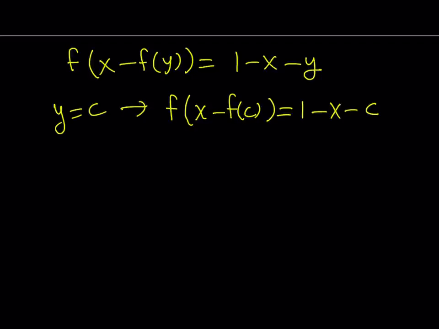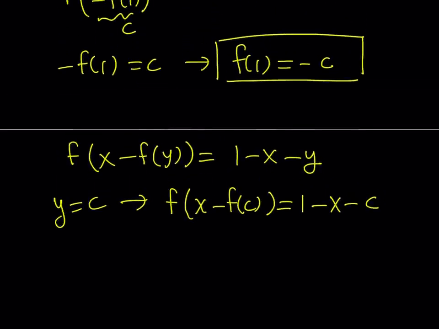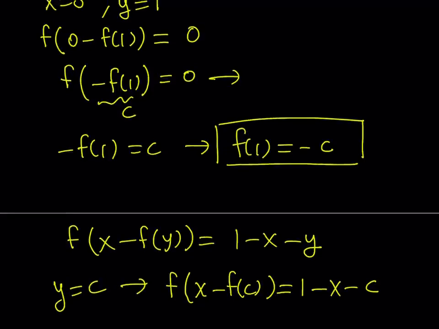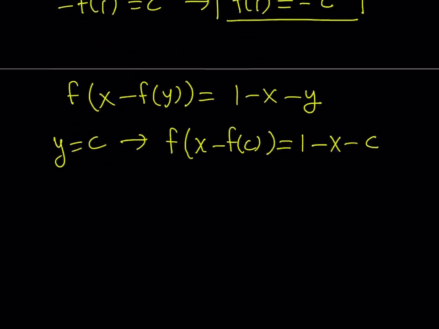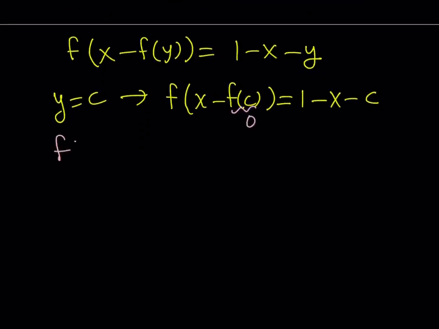Okay, great. So now let's go back here, and we now know that f of 1 is equal to negative c, but we do have f of c, right? What is that supposed to mean? Well, we already got that f of c is equal to 0, since we called that c. So I can just replace f of c with 0 here. It means that I'm getting f of x from here. Great. So this gives us f of x equals 1 minus x minus c. Awesome. So I was able to get f of x. Well, this is not the end of it, because I still need to figure out what c is. c is a constant, but we can hopefully determine that.